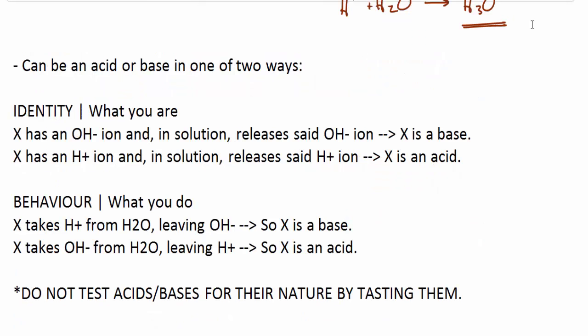The first way, of course, is by what you contain in your compound. So if you have an H plus ion or an OH minus ion, then you're an acid or a base. Also by what you do. So if, for example, component X, whatever that is, takes a hydrogen ion from water, leaving hydroxide, X is a base, in the sense that bases accept protons. For example, here's ammonia accepting a proton from water, forming the ammonium ion and hydroxide ion. If X, the compound, takes hydroxide from water, leaving hydronium behind, then component X would be an acid.